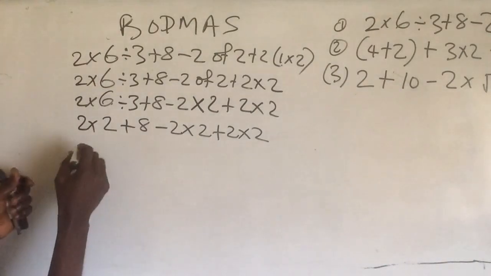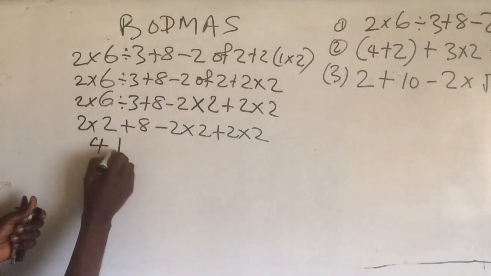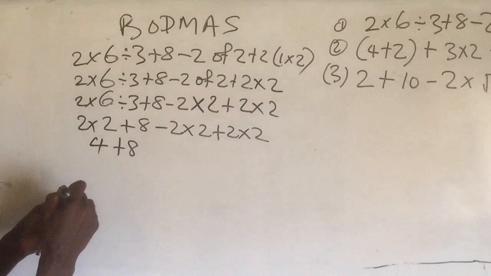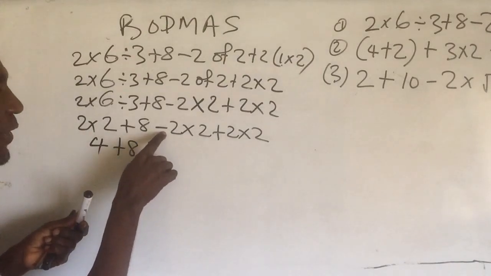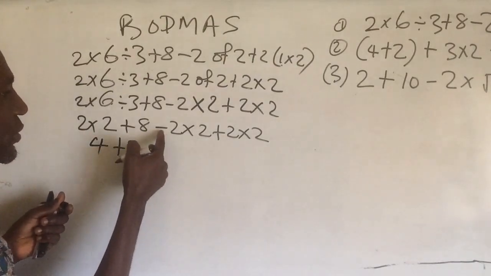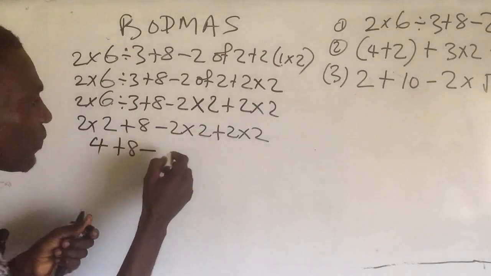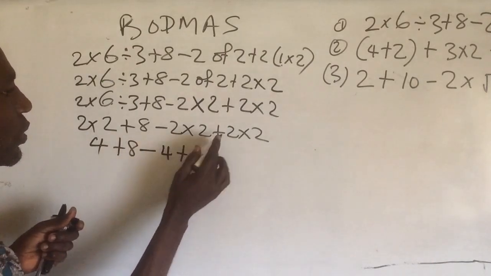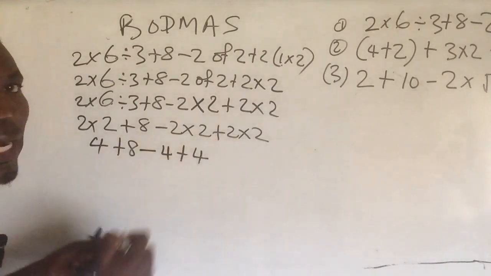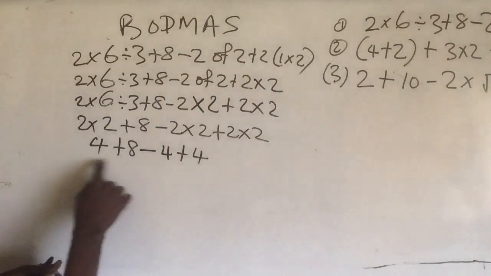And I say 2 times 2 is 4 plus 8. Remember, I have another multiplication. Minus 2 times 2 is 4 again. Plus 2 times 2 is another 4. Now this is what I have.